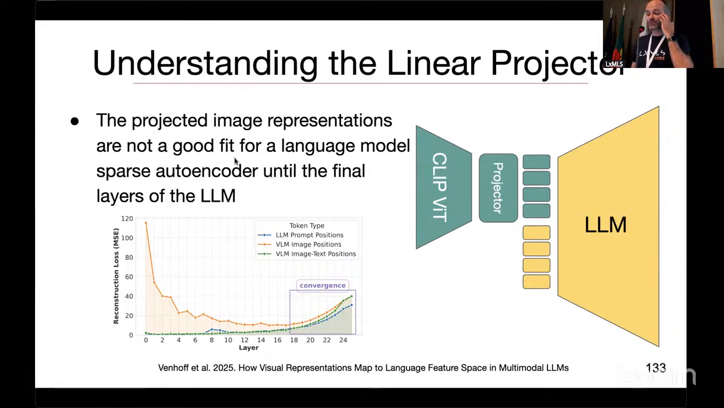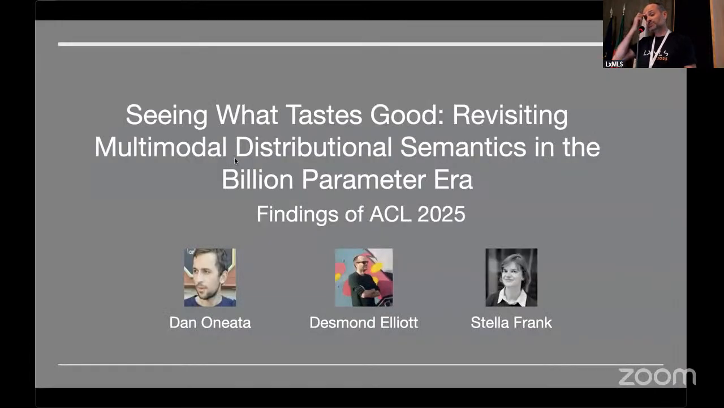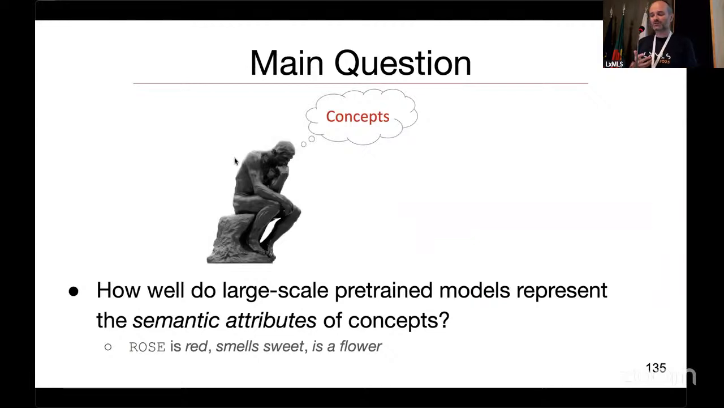We recently worked on a project where we wanted to look at multimodal distributional semantics. The main question we were thinking about is how well do large-scale pre-trained language models represent semantic attributes of concepts? Those are things like roses are red, or they smell sweet, or a rose is a flower. So red is a really classic type of computer vision attribute that a vision model should be able to predict very easily. But the fact that a rose smells sweet is something we might expect to be easier learned from language.